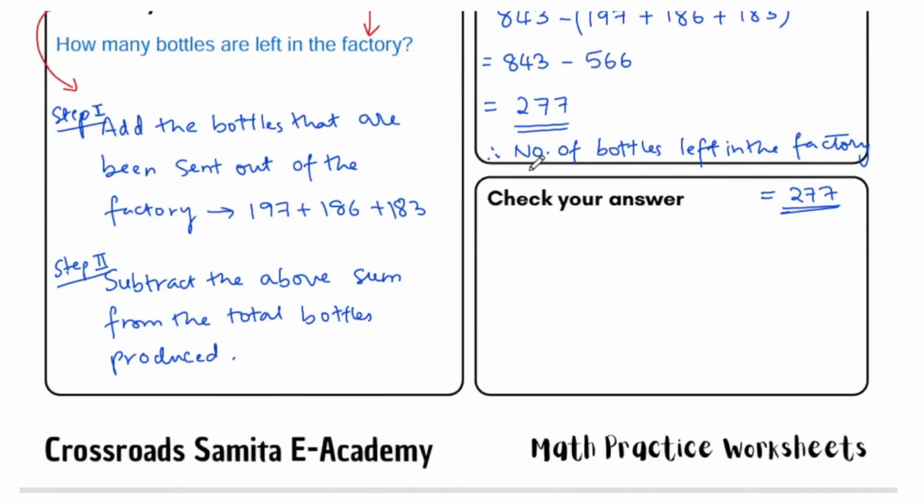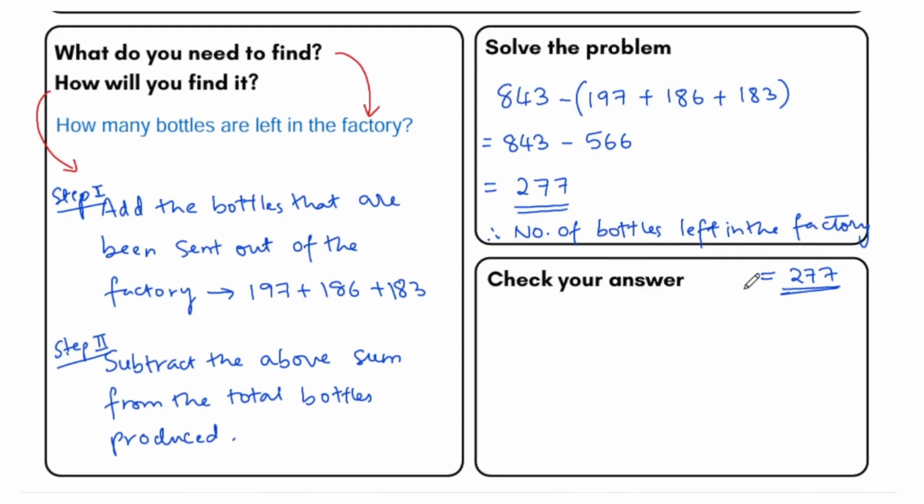This can be done for a few sums, maybe not for all the sums, but just because I'm showing you, even for this sum we can check the answer. How do I check the answer? I have to add the number of bottles sent away from the factory, which is 566, and the number of bottles left in the factory, which is 277. Add these both, my sum should come as 843. If I'm getting back this answer, then the entire procedure that we have done so far is correct and accurate. This is how I have to check my answer.